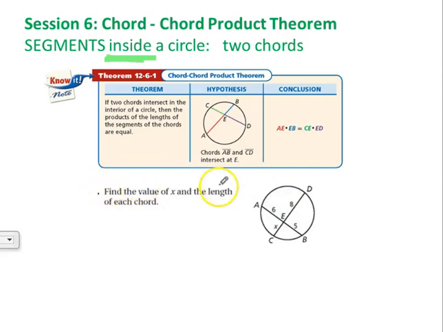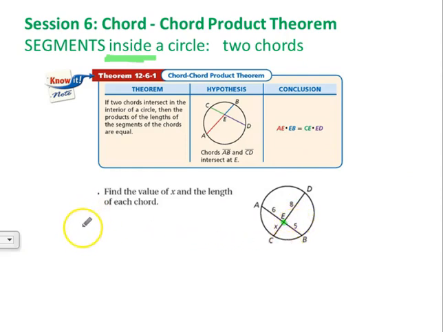So take a look at this example down below. Here's 2 chords, right, that intersect in the middle of the circle at point E. So it breaks the chord up into 2 smaller segments. But look, we've got an unknown. We don't know the distance from C to E. And we know all the other distances though. So can we figure out the distance from C to E? We sure can, because we just learned about the chord product theorem that's going to allow us to set up an equation to solve for that missing length.